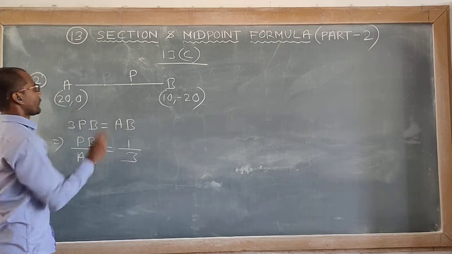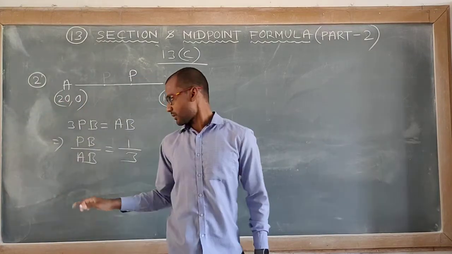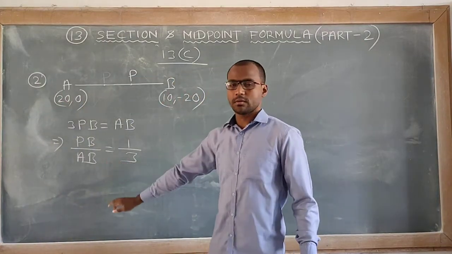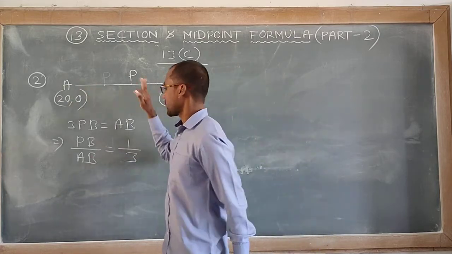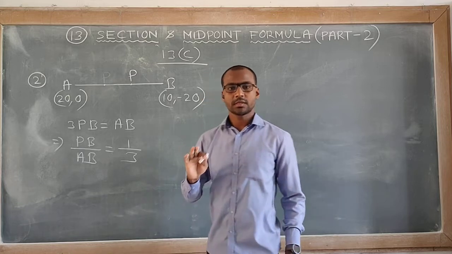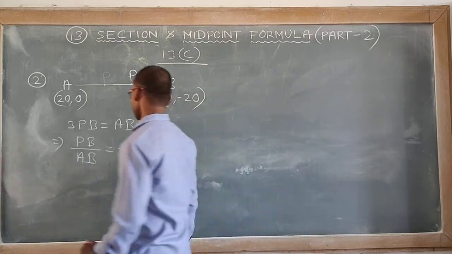But our target is to find AP by PB, that is m1 by m2. This is not the actual ratio given. Our ultimate target is to find AP by PB, which is not given. Then only you can find the coordinates of point P.